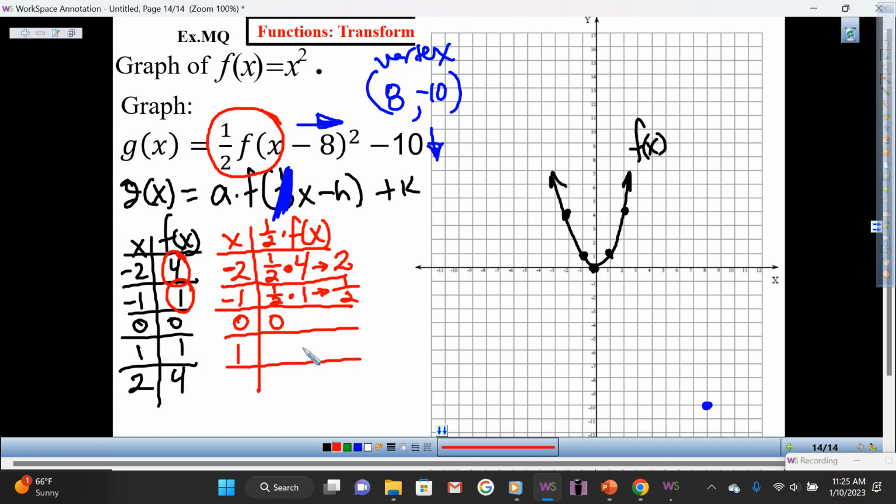Next, 1. 1/2 times f of X, which is 1, and that gives us 1/2. And last but not least, 2, we got 1/2 times, what is f of X? f of X was 4, and that is 2. All right, let's graph that. Negative 2, 2. Negative 1, 1/2. 0, 0. 1, 1/2. 2, 2.